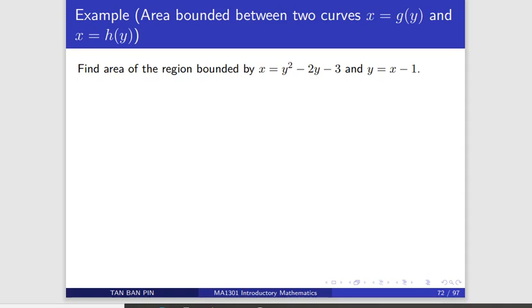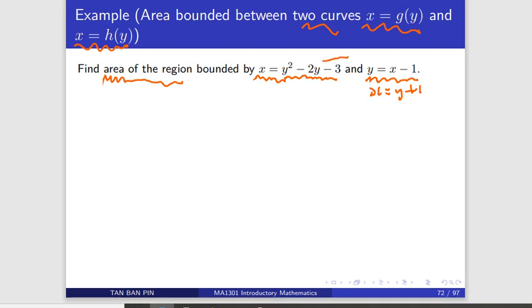In this example, we are going to consider the area bounded between two curves, x equal to g(y) and x equal to h(y). We are looking at the area of the region bounded by x equal to y squared minus 2y minus 3 and y equal to x minus 1, which is the same as x equal to y plus 1. We shall first look for the point of intersection.